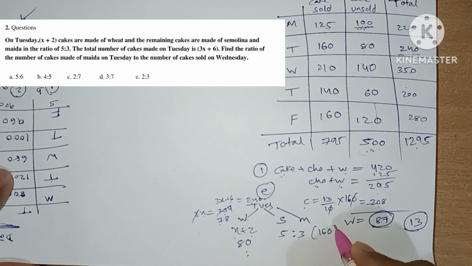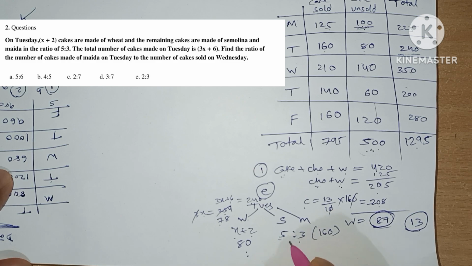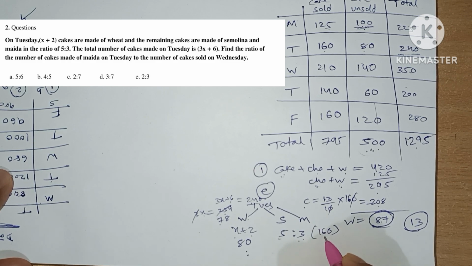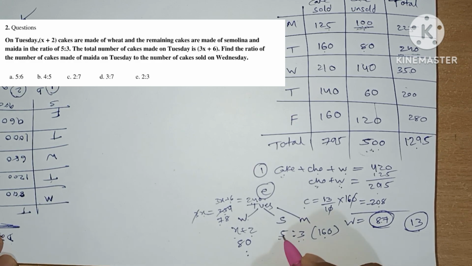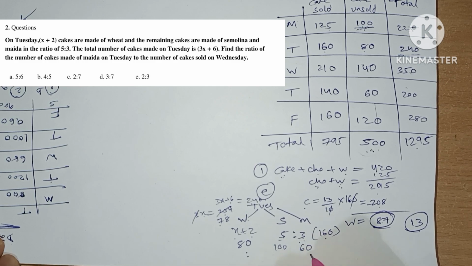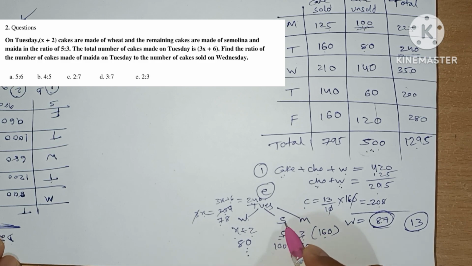160 is divided in the ratio 5:3. Total 8 parts. 8 parts value is 160, so 1 part value will be 20. 5 times 20 will be 100, and 3 times 20 will be 60. So totally we have wheat 80, semolina 100, maida 60.